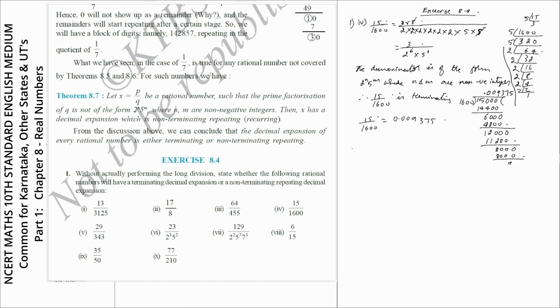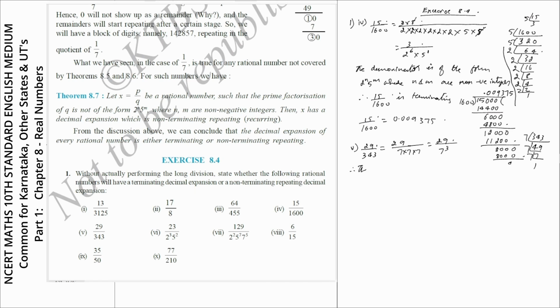The next sub question is 5. It's 29 by 343. 29 is a prime number, can't be factorized. Now 343 is divisible by 7. 7 4s are 28, 7 9s are 63, 7 7s are 49, 7 1s are 7. So this is 7 into 7 into 7. So this is equal to 29 by 7 power of 3.